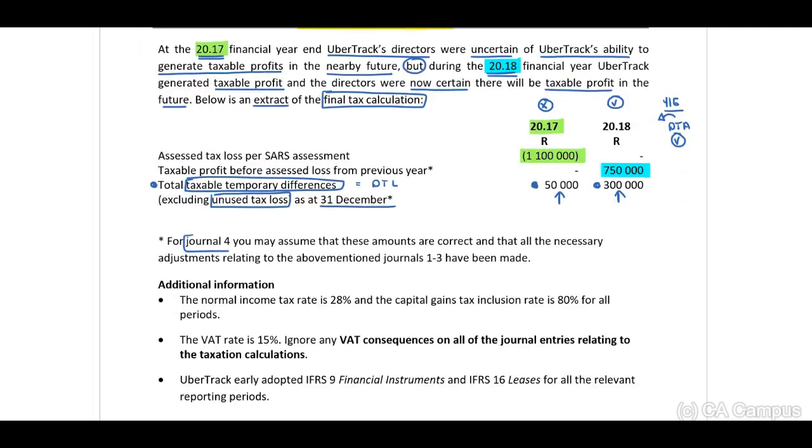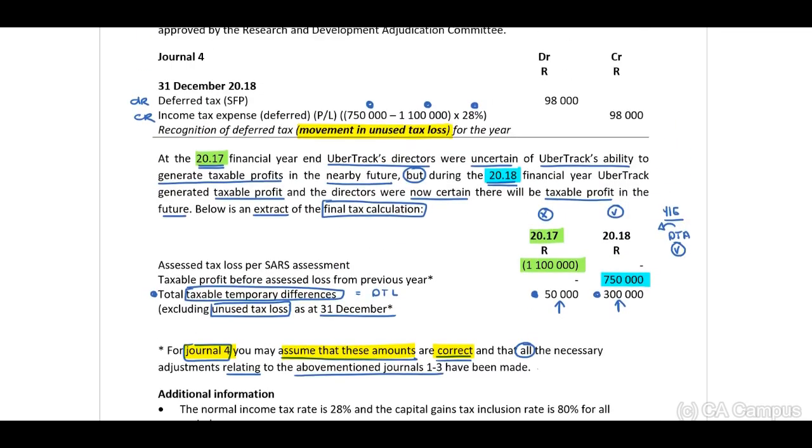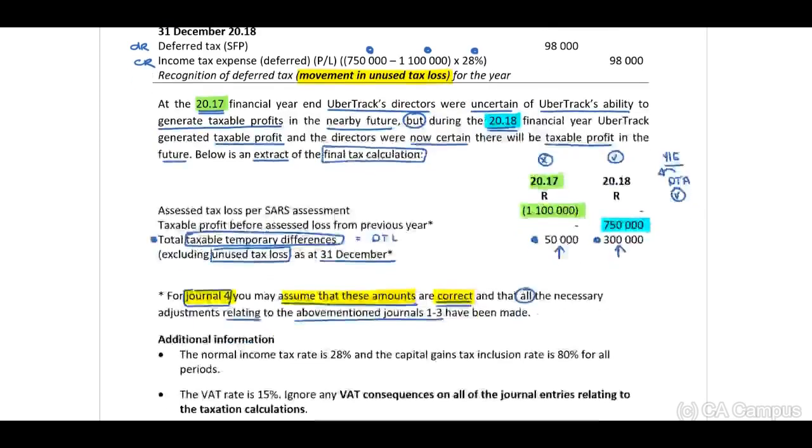Therefore, they indicate to us that the 50,000 and the 300,000 do not include the unused tax loss. For Journal 4, you may assume that these amounts are correct and that all the necessary adjustments relating to the above-mentioned Journals 1, 2, 3 have been made. Guys, please, please, please, for Journal 4, you may assume that these amounts are correct. Therefore, please do not try and recalculate these amounts. They indicate to us that this is correct. Don't waste your time. You need to read.